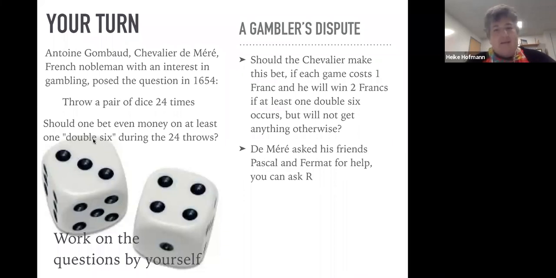So I'll give you 5 minutes. Let's see whether you can answer this, whether you can settle this gambler's dispute. Even money or not. And don't try to write it out by hand. Try to use R.